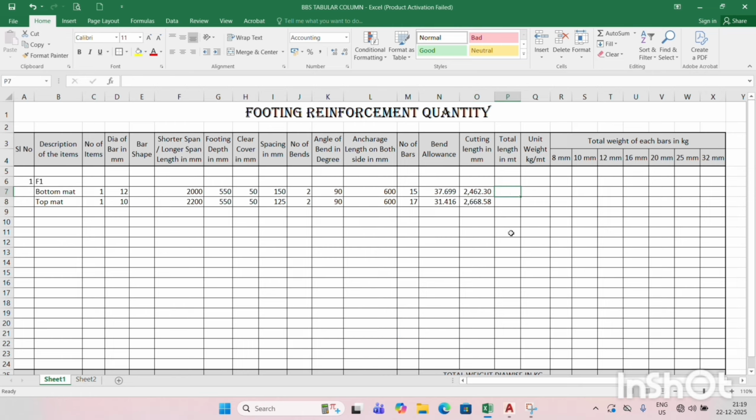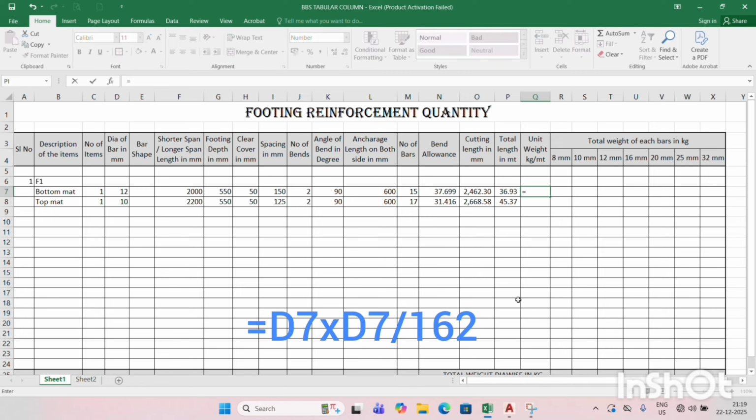Then total length. Total length has to be taken in meters. That's why total length is equal to number of rods multiplied by cutting length divided by 1000. Then the total length comes in meters. Then press Control D for the cells below. Then unit weight. Unit weight is equal to D square divided by 162. This is equal to D. D means this cell.